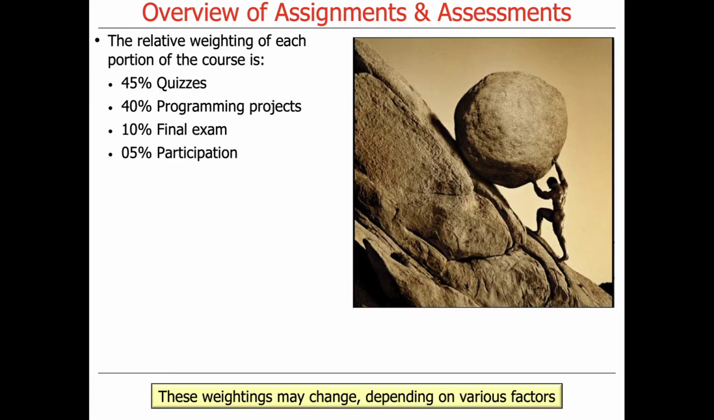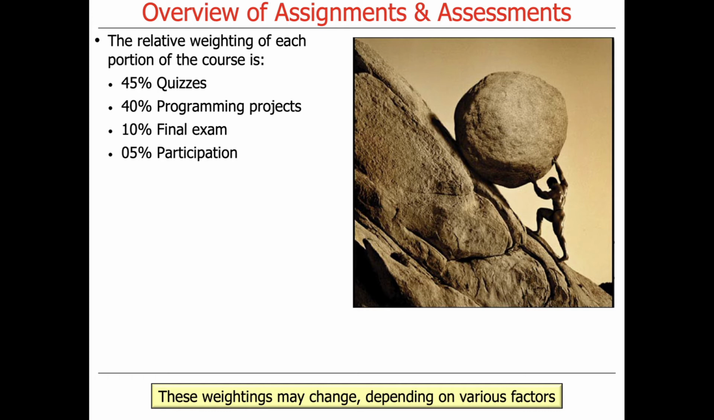Here's the preliminary weighting of the courses if we have a final. So 45% is the quizzes, and there'll probably be 6 or 7 quizzes every 2 weeks or so. 40% programming projects, 10% final exam if we have one, and then 5% participation. And the final exam, of course, if we don't have one, we'll just split that between the quizzes and the programming projects. So quizzes will be worth 50%, programming projects will be worth 45%.